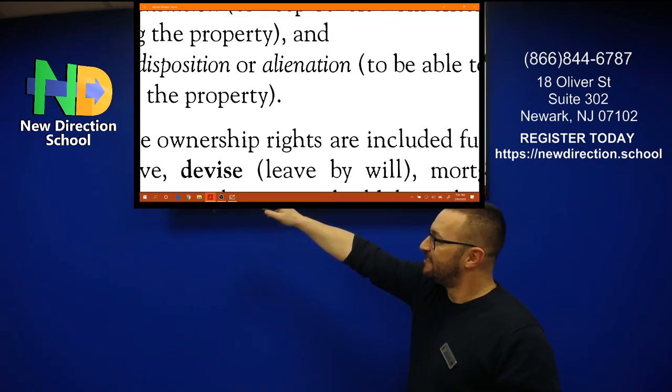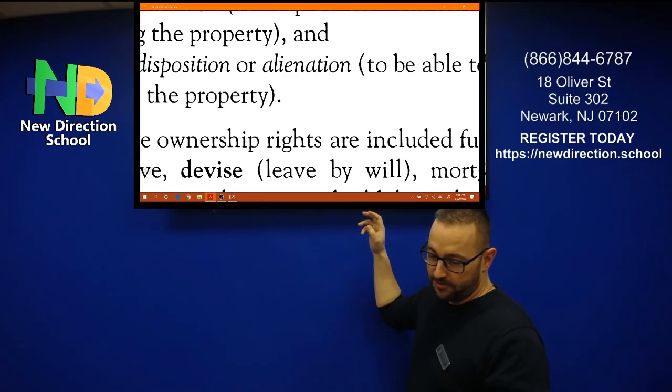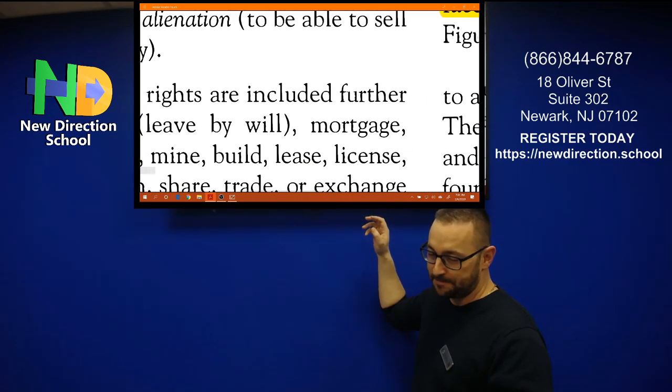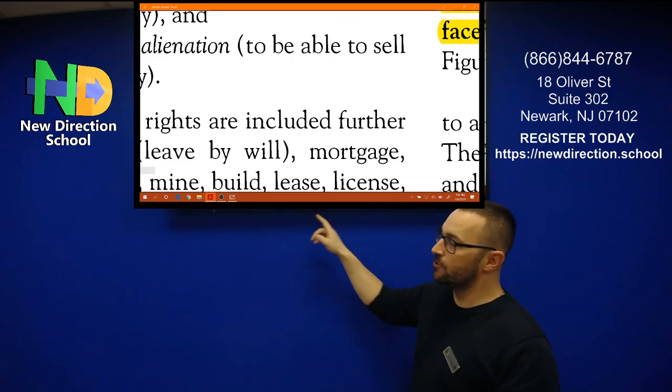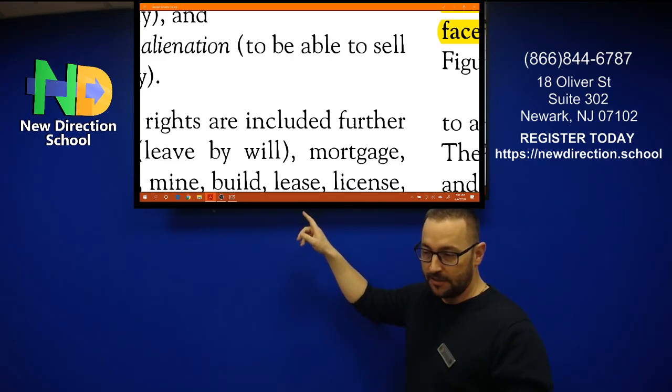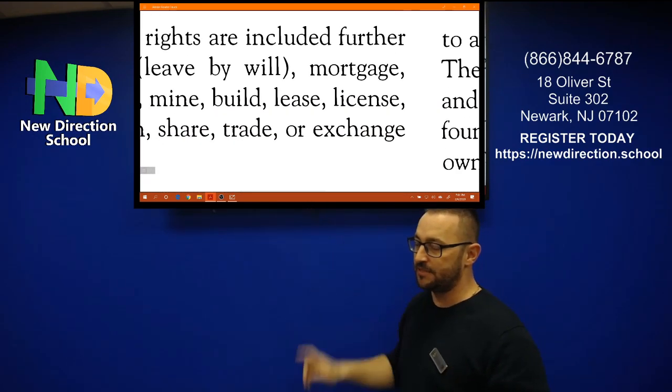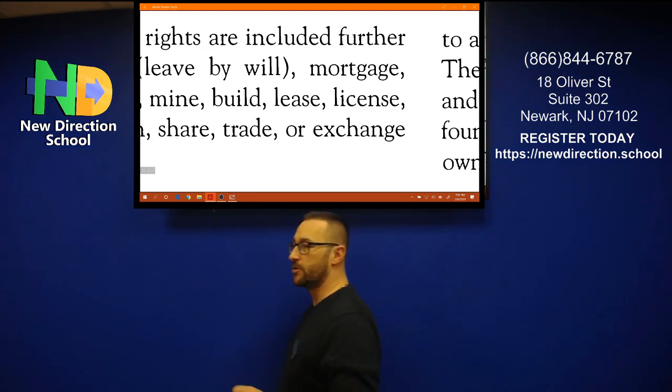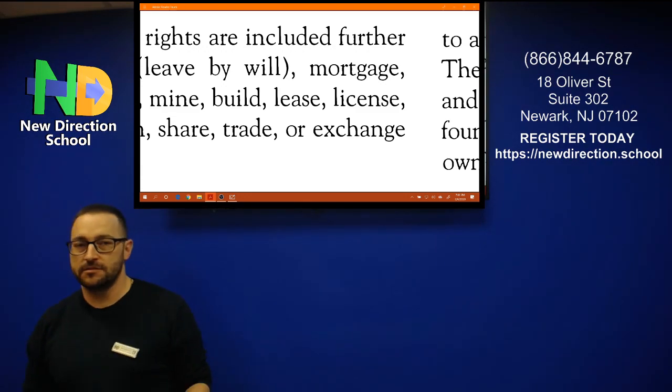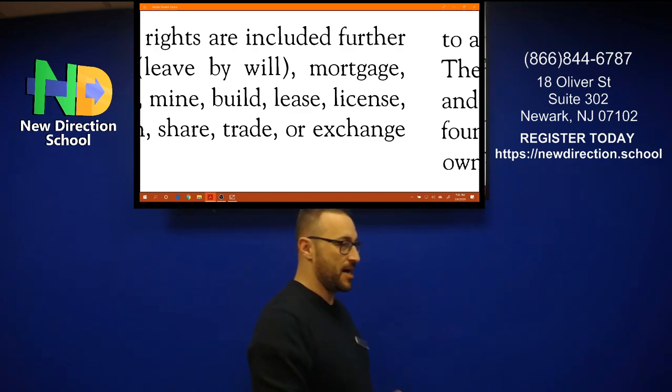All right. Devise means leave by will. I want you to do something here, real quick. Where it says lease, circle lease. Put an arrow towards the empty space. Circle lease, put an arrow towards the empty space, and you're going to write demise.